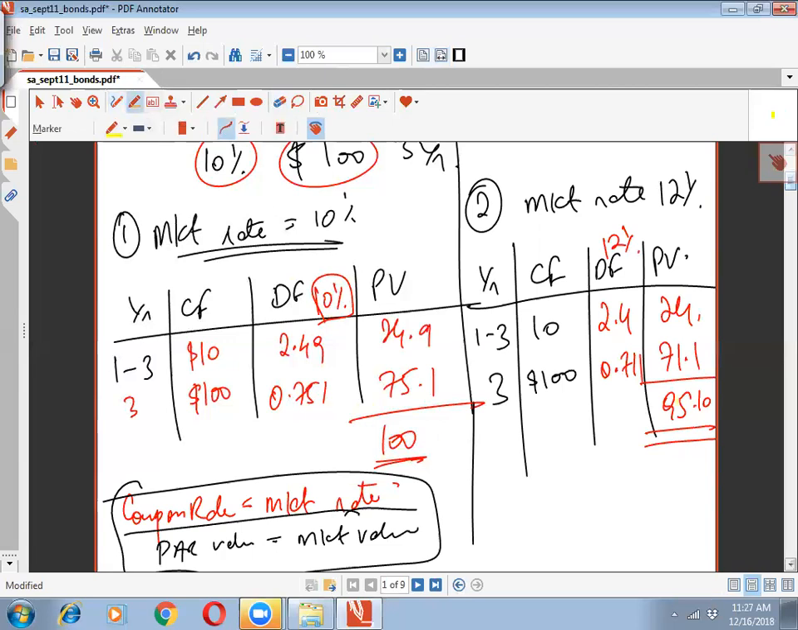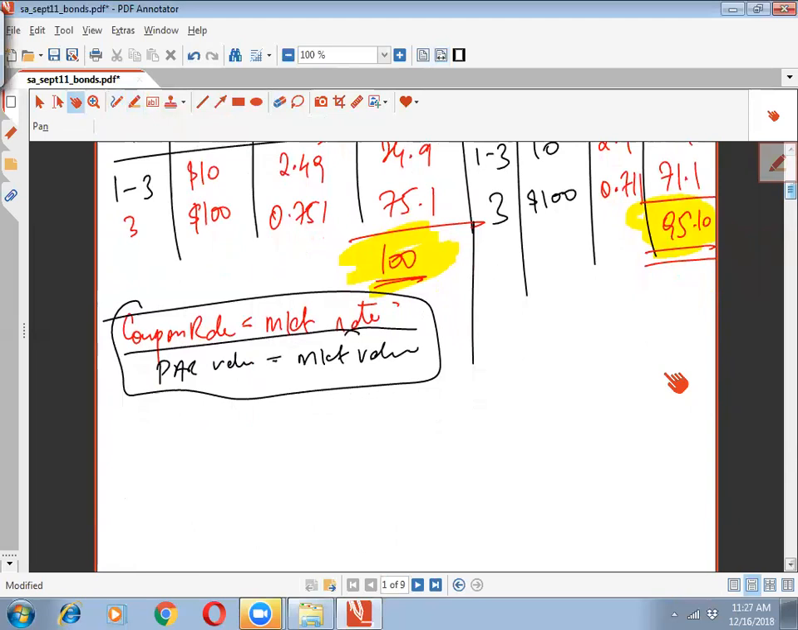So what have we got? We have got 95.1 as the value of the bond. Previously, we got the value of the bond to be $100. Now, the concept that I'm actually trying to establish is basically you need to have a connection between the coupon rate and the market rate and the market value of the bond. Now, what is that connection?